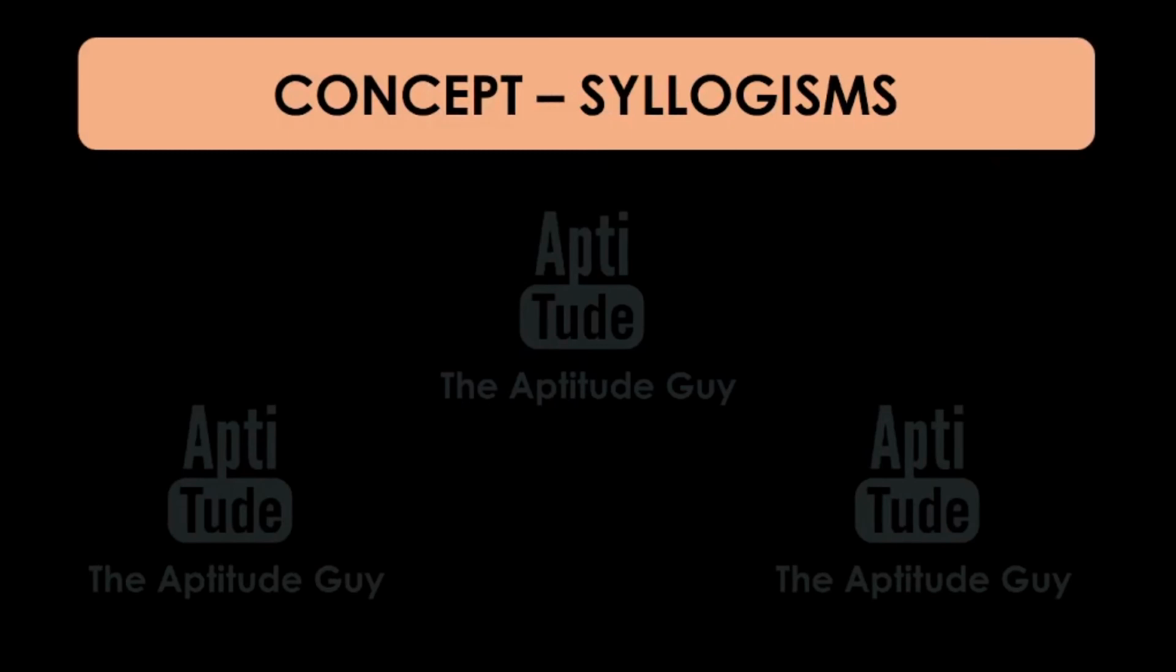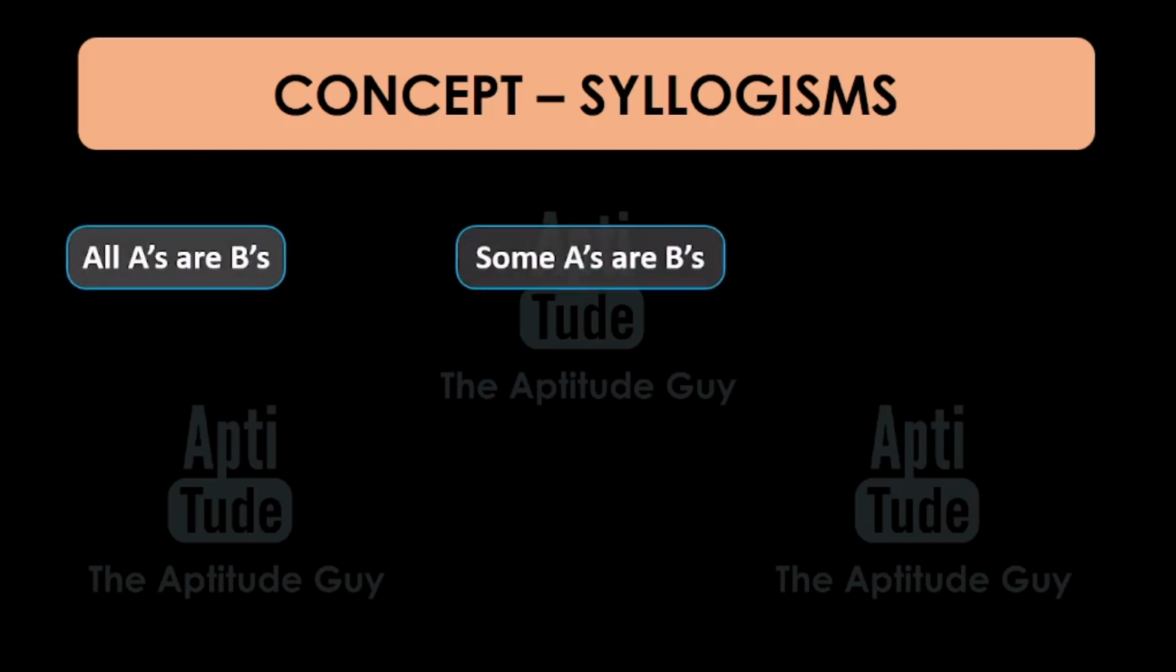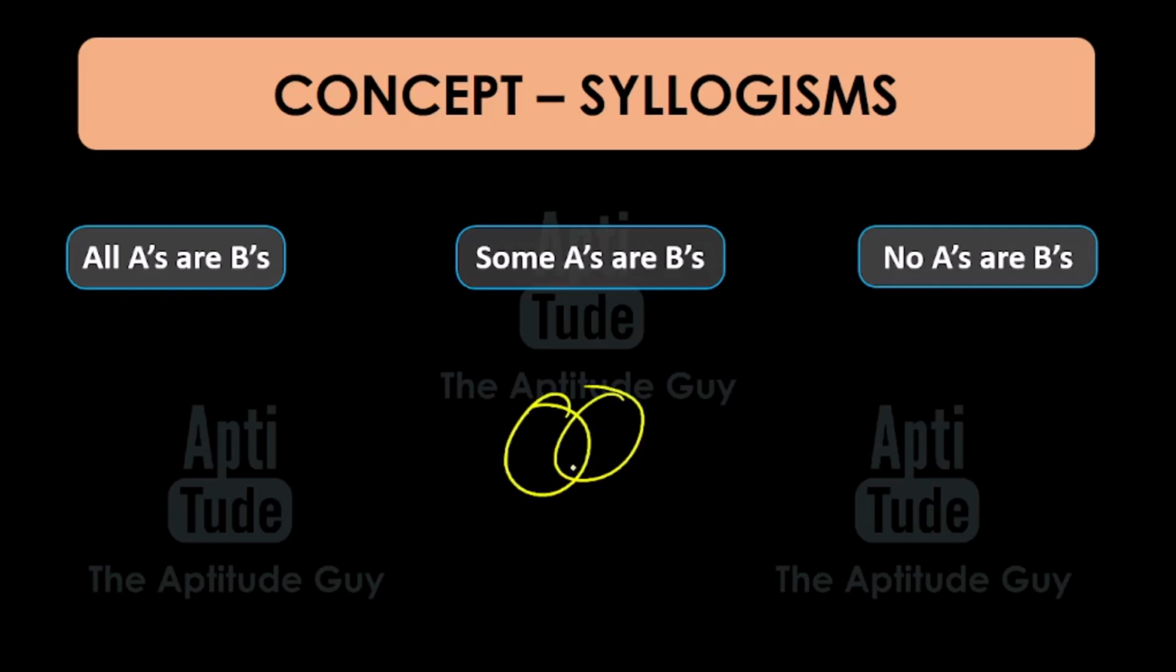Now, when it comes to the concept of syllogisms, there are three sentences that you need to focus on. The first is all A's are B's. The second is some A's are B's. And the third is no A's are B's. Now, in this particular video, we'll focus on solving syllogism questions using Venn diagrams. Remember Venn diagrams? Circles, a lot of circles and all that?